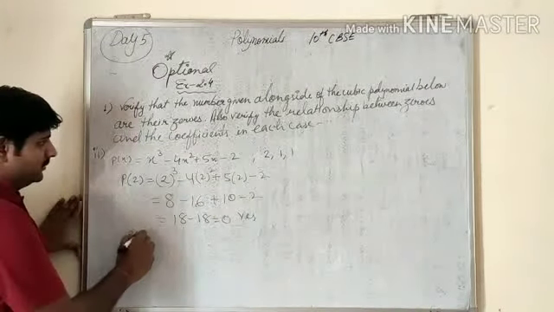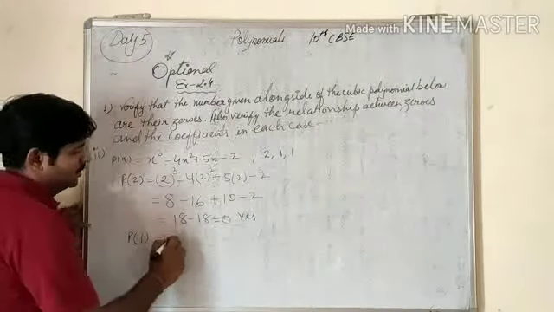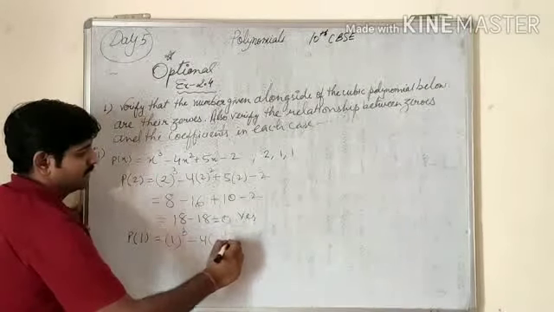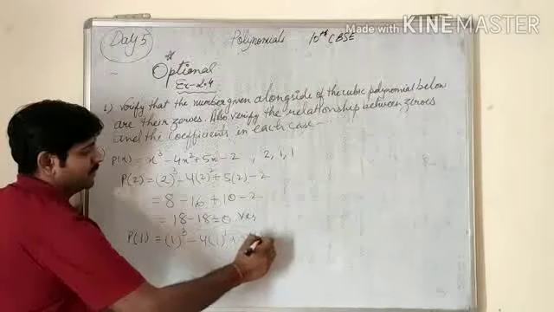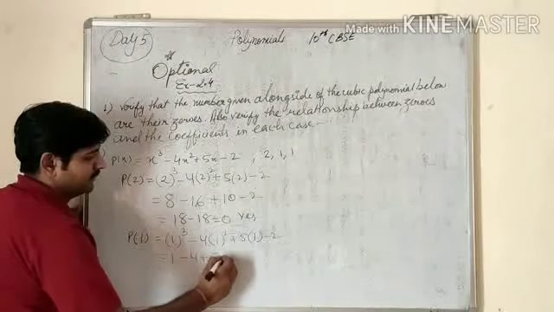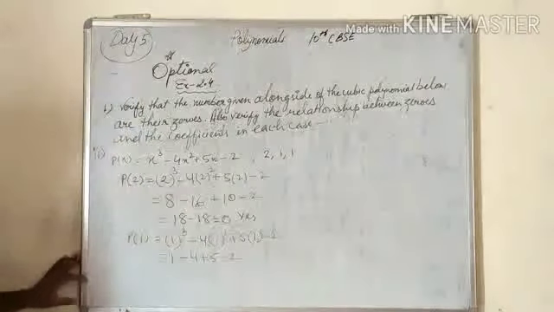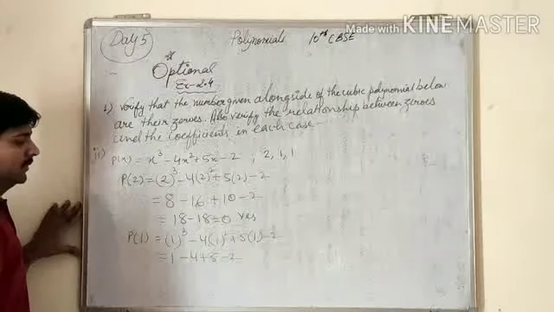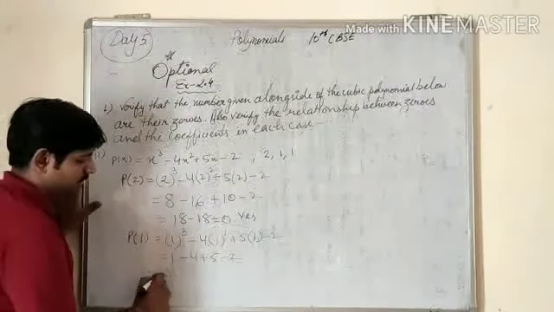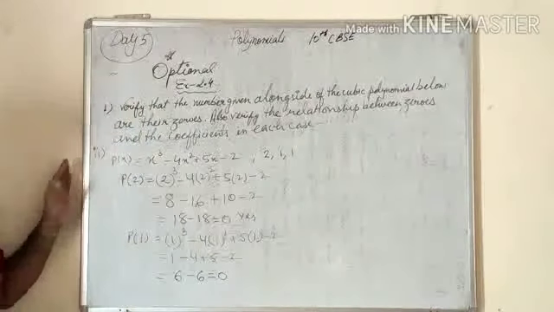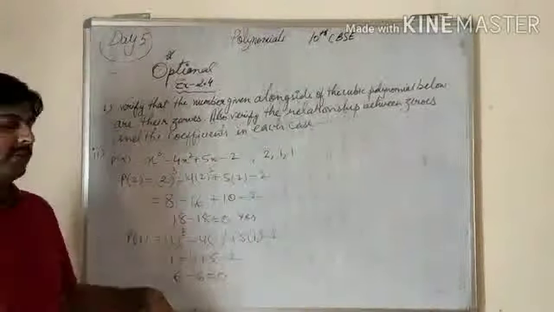P1: 1 cube minus 4 into 1 square plus 5 into 1 minus 2. 1 minus 4 plus 5 minus 2. Now there is positive 6 minus 6 becomes 0, and the third one is also 1, that's why it will be the same.